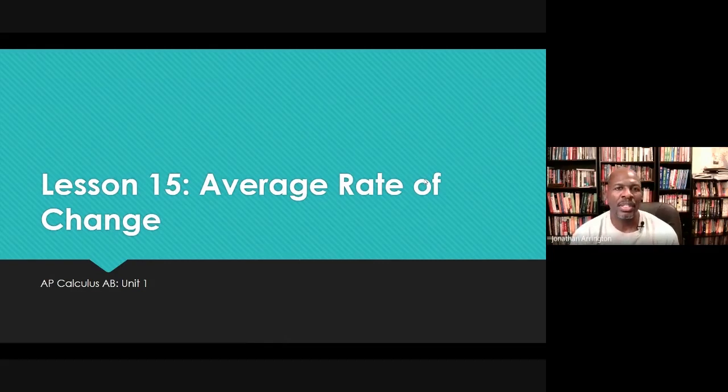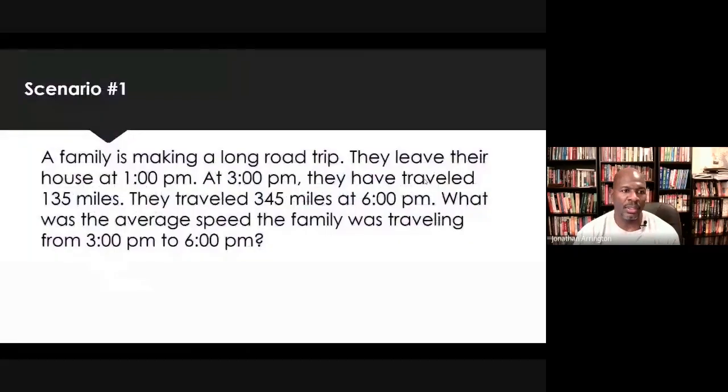And to do so, I want to introduce a scenario. So I want to look at the following scenario. And it reads, a family is making a long road trip. They leave their house at 1 p.m. At 3 p.m., they have traveled 135 miles. They traveled 345 miles at 6 p.m. What was the average speed the family was traveling from 3 p.m. to 6 p.m.? So what was their average speed?